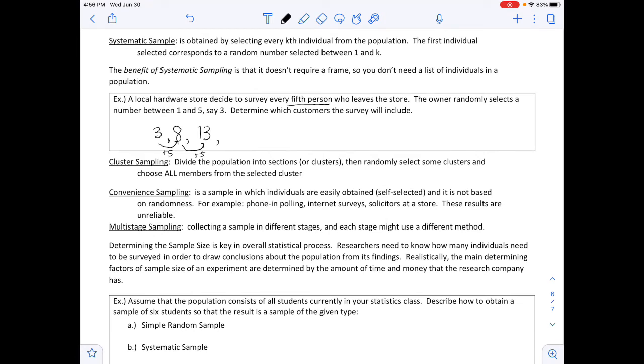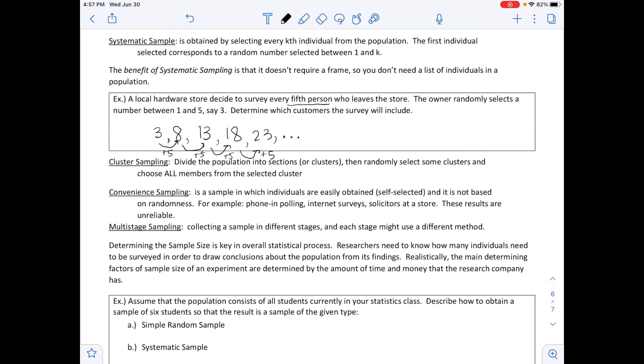So the 13th person to leave the store. And then to get to the next person, we're going to add 5. We get 18. So the 18th person to leave the store. And I think you should get the hang of this by now. We're just adding 5 because it's every 5th person. So the 23rd, and I'll just put... And this can go on until that store owner feels like they've collected enough data, or for the day, or maybe for the week, whatever it is that this store owner decides he wants to do.